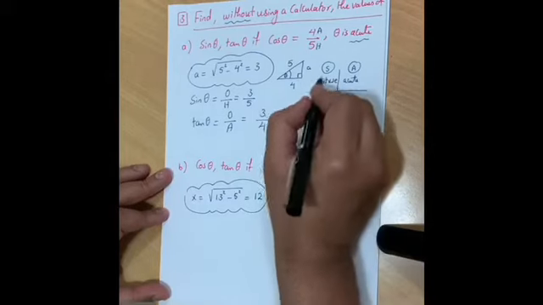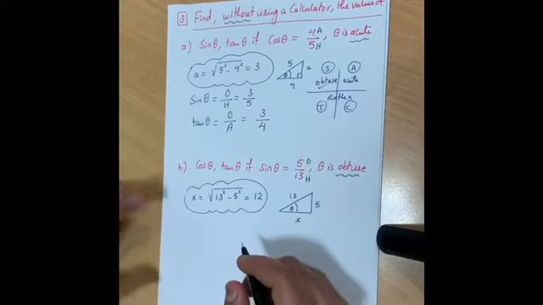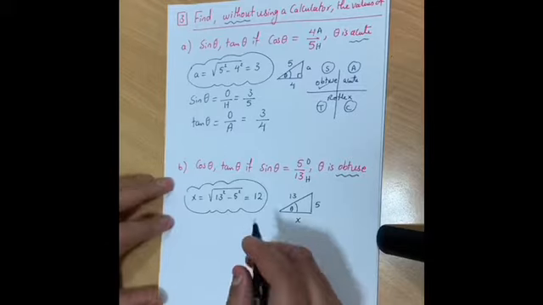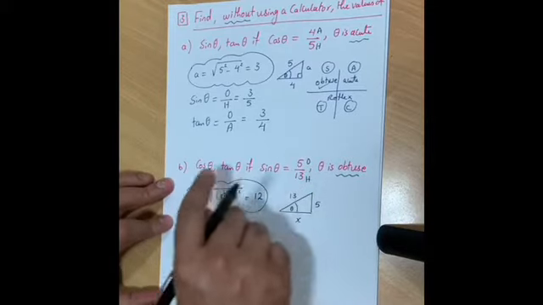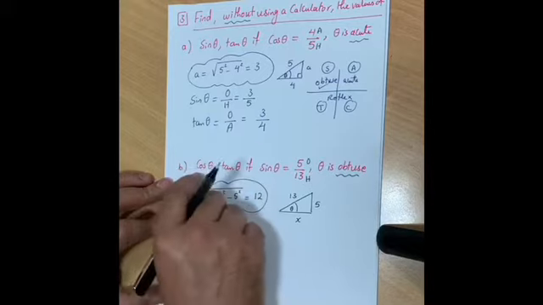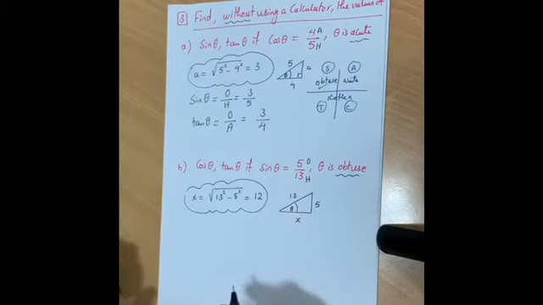Obtuse means the angle is in the second quadrant, which means only the sine ratio will take the positive. So this is the only function that will take the positive. What about cosine and tan? They will take negative signs.